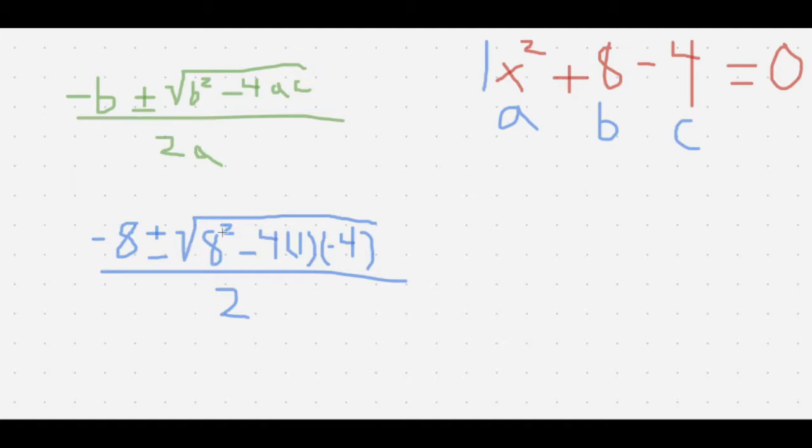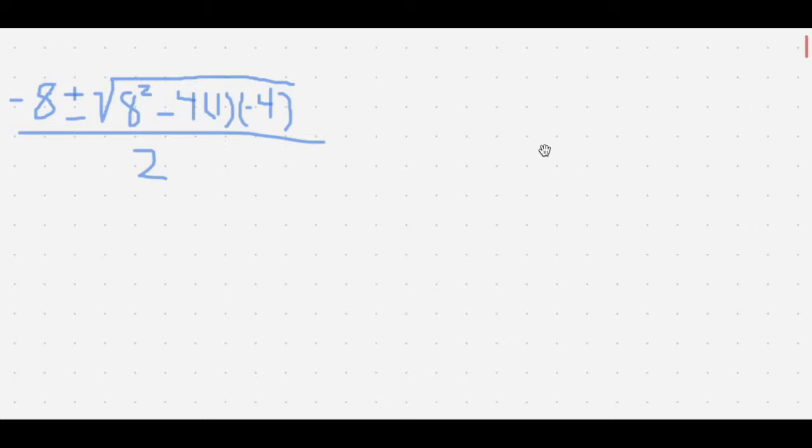So we're going to start off by solving what's underneath this radical right here. Let's move on down. Once it's solved, that is going to give us negative 8 plus or minus the square root of 64 minus 4 times 1 times negative 4, and we know that negative 4 times negative 4 creates a positive 16. So that's going to be plus 16, and that's still going to be over 2.